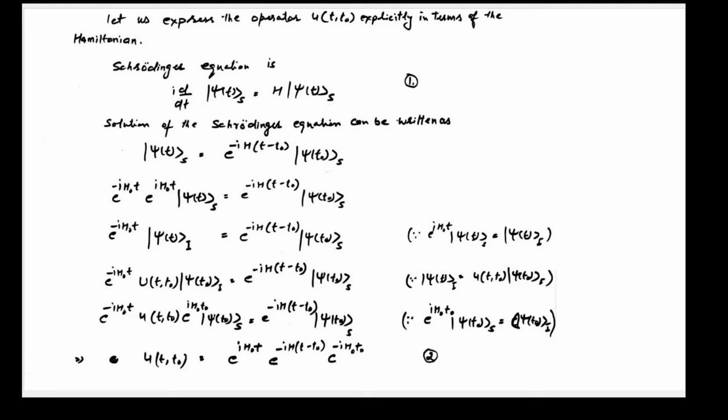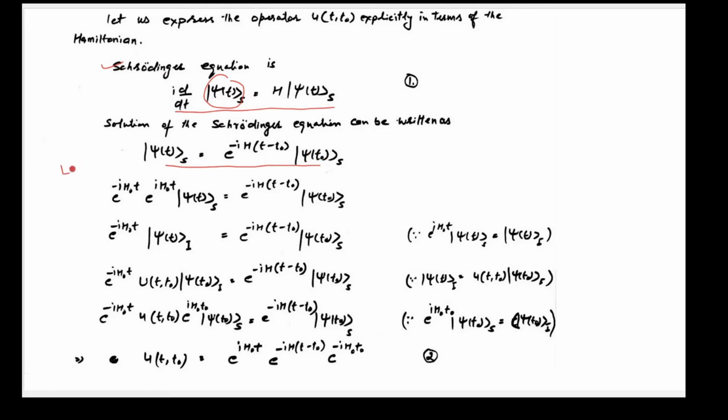Dear students, let us continue our discussion on S matrix. In Schrodinger equation is this, and the solution of this Schrodinger equation at t can be connected to the solution of the Schrodinger equation at t0 by this relation.